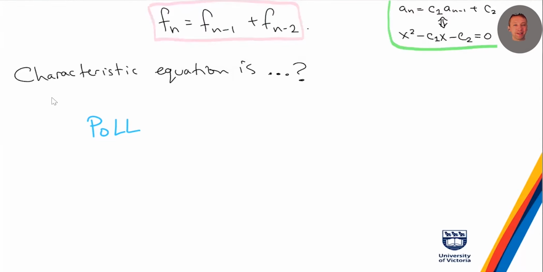So maybe this was too easy of a poll, but I'm happy to see that we're getting the right thing. Remember what you do is you take, corresponding to this, an x squared, and corresponding to this, remember the minus sign, so minus x here, and then this corresponds to a minus 1. If you want to get the characteristic equation, and you don't want to forget minus signs, just write everything on the same side, right?